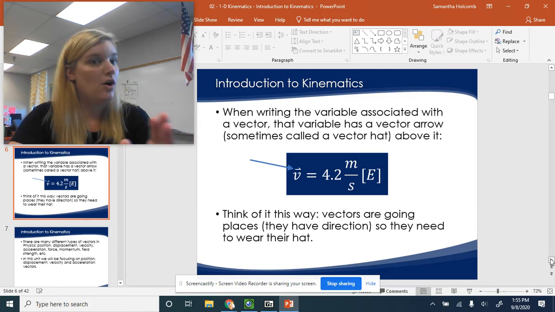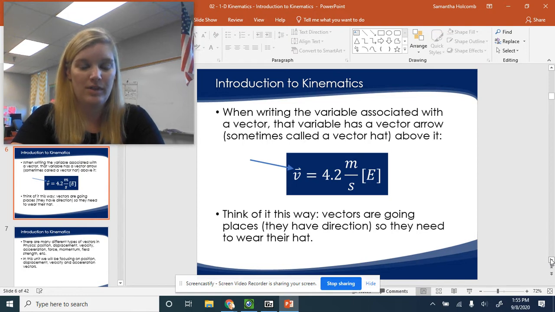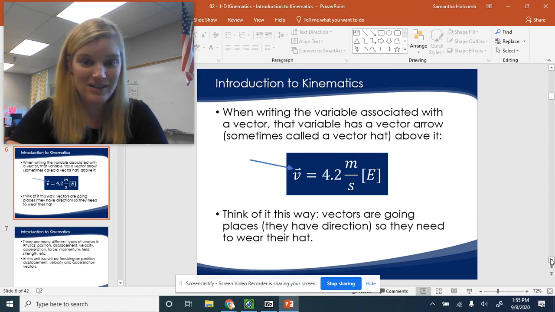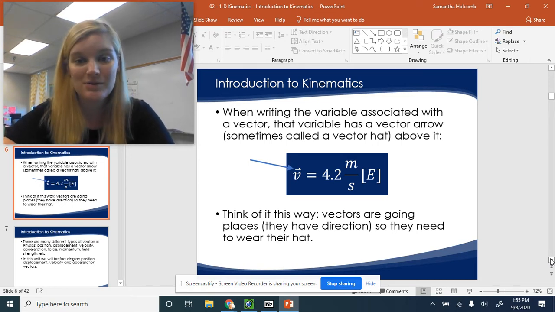So this is telling us all the information we possibly need to know about what is happening with that number. And the way they want you to remember to put your hat on your little variable is to say vectors are going places because they have a direction. So they have to wear their hat. And they're probably going somewhere fancy, so it's a top hat.